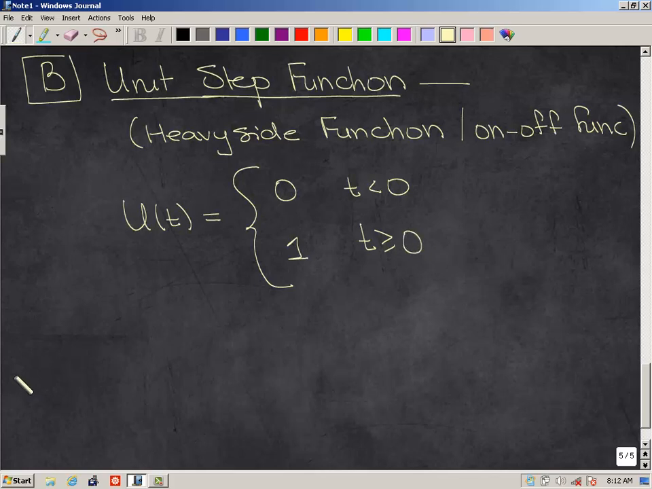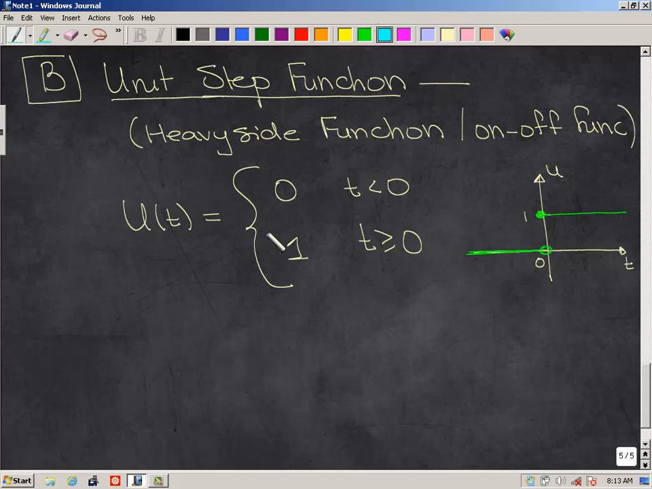Okay, so let's graph it and see what it looks like. We are saying that when t is less than 0, the function is always going to be 0. So it's going to be this. It's going to have a hole there. And then when t is greater than or equal to 0, the function is always going to be 1, including that point.